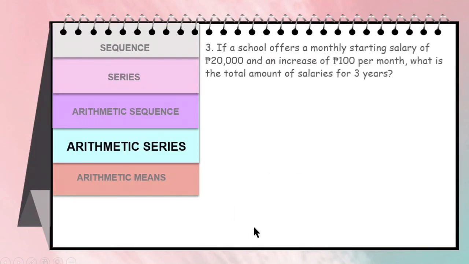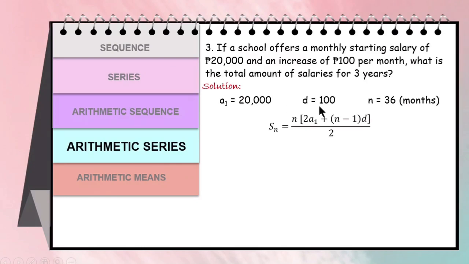Number 3. If a school offers a monthly starting salary of 20,000 pesos and an increase of 100 pesos per month, what is the total amount of salaries for 3 years? In this problem, we are asked to find the total amount of salaries for 3 years, not just the salary on a particular month. So we use this formula where a sub 1 is 20,000, d is 100, and n is 36. 3 years is equivalent to 36 months. 3 times 12 is 36.